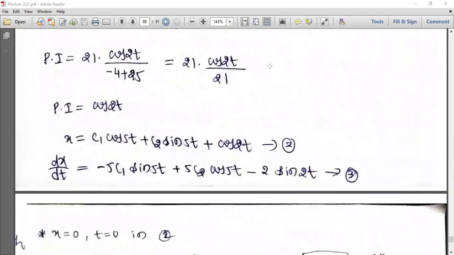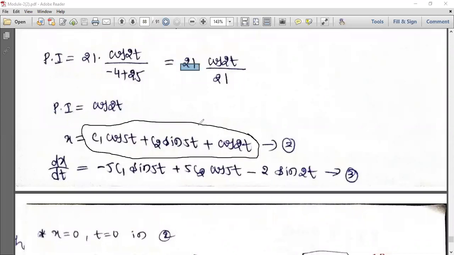Next, the 21s cancel each other, so the particular integral is cos of 2t. Therefore, x is equal to c1 cos of pi t plus c2 sin of pi t plus cos of 2t. So complementary function plus particular integral together is nothing but the general solution. Here this first portion is the complementary function, and this is the particular integral.